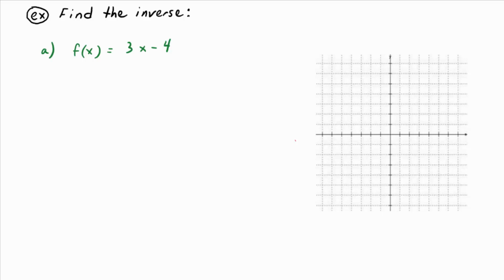Find the inverse. Okay, first thing we should check: the only time we talk about inverses is if the inverses are functions. So we should check to see if this thing's one-to-one. Let's write down some steps here. Check to see if f, or whatever the name of the function is, is one-to-one. And one easy way to do that is to graph it.